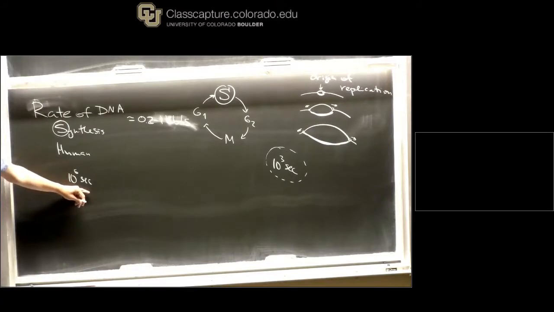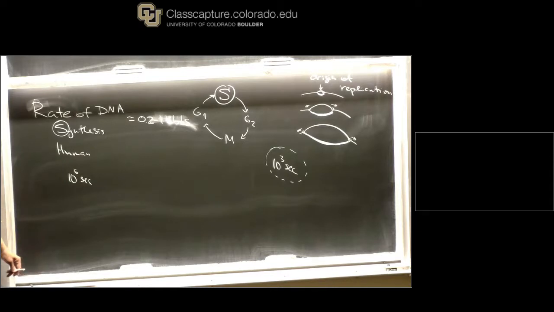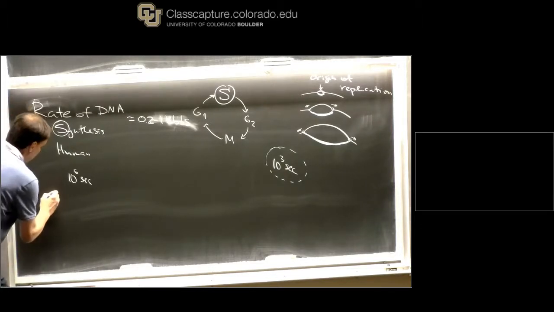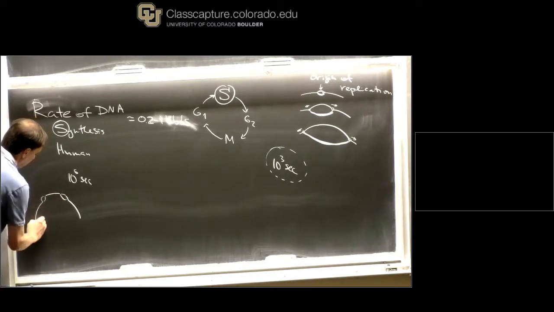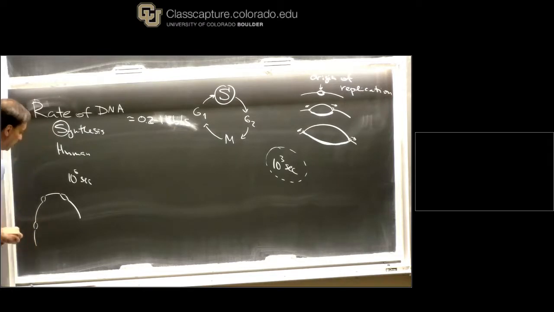For human, there is no way. Years. There is no way we can do this. How can it work? I don't know. There are 2 solutions that nature found. So how can it work for human? Multiple origins, right? So you can have many places where this bubble opens up and progresses from there.